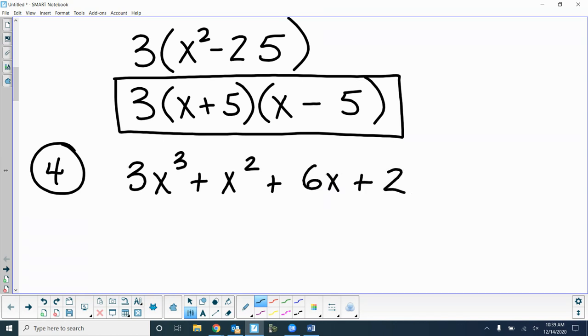When you have a grouping problem, you still look for a GCF to start on all factoring problems, but there's no GCF for all four. So since there's four, we group the first two and last two. And we take out GCFs for the first group and the second group. So the GCF for the first group is x squared, and the GCF for the second group is 2.